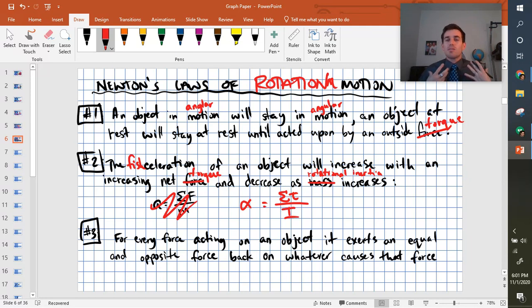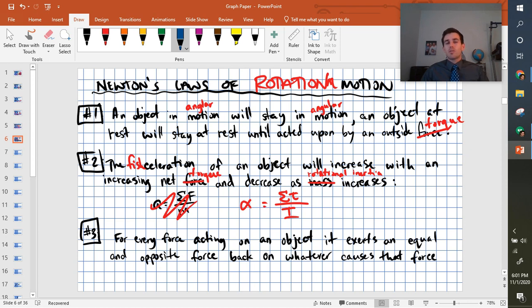So you can see that it follows a very familiar format, and solving these problems will feel very similar, with the exception that we're going to draw those torque diagrams that you saw in the last video instead of free body diagrams. Number three is probably the biggest place where we have to step away and recognize some of the differences between linear and rotational motion.